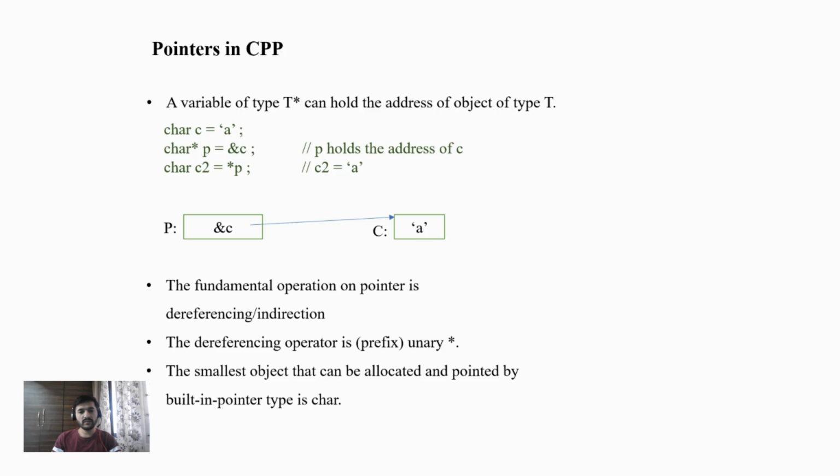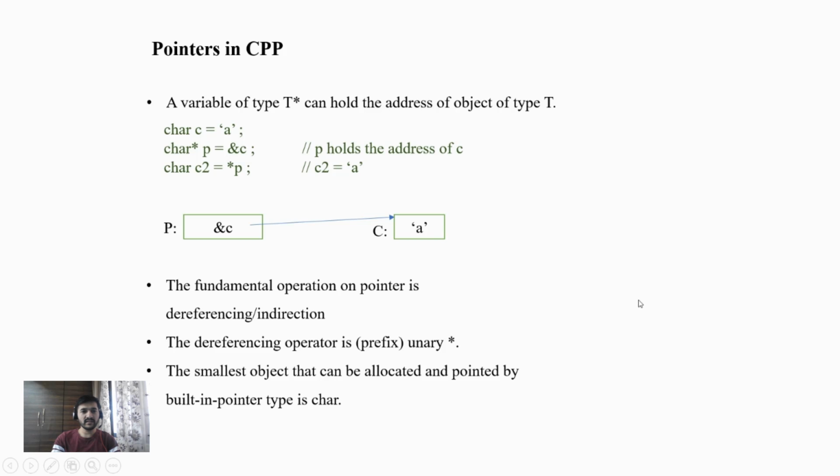All of you basically know that when we create a variable of a particular type, just like integer or float or double, that variable holds the value of that particular type. So pointer is nothing but a variable that holds the address of another variable. In simple terms, a pointer is a variable that holds the address of another variable. Okay, how do we define pointers in C++?